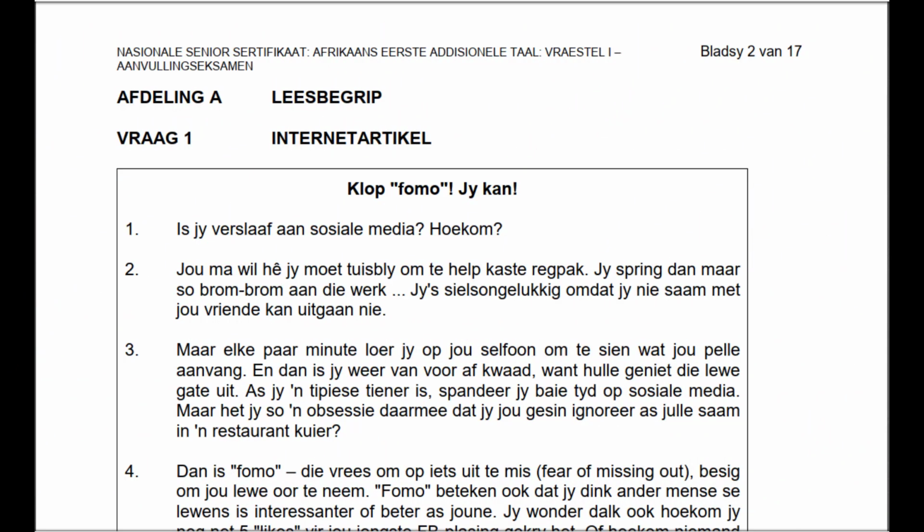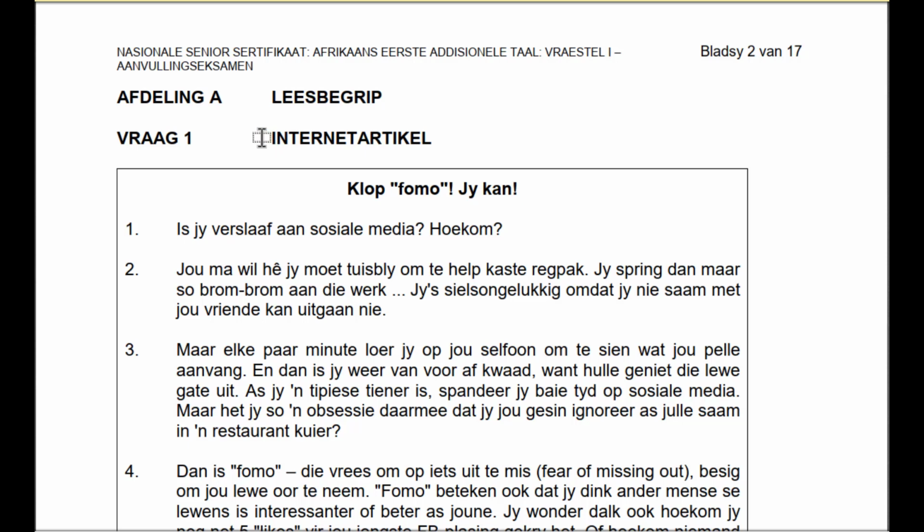Ons gaan nou vlugtig deur die teks lees. Dan gaan ons soek lees en daarna die vraag lees. Ek het ook hierdie vraestel vir julle in PDF formaat in die kursus gesit, sodat julle die leesbegrip afdeling kan oefen nadat julle hierdie video gekyk het. We are now going to scan over the article, then we are going to read it carefully, and then we are going to read the questions. I've also provided a PDF version of this section of the paper in your course so that you can complete it after watching this video.